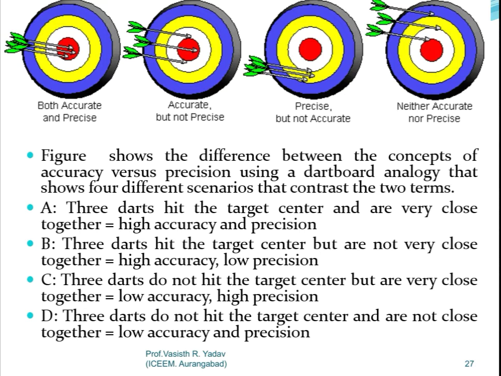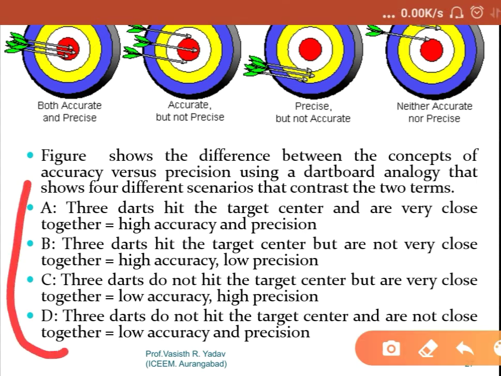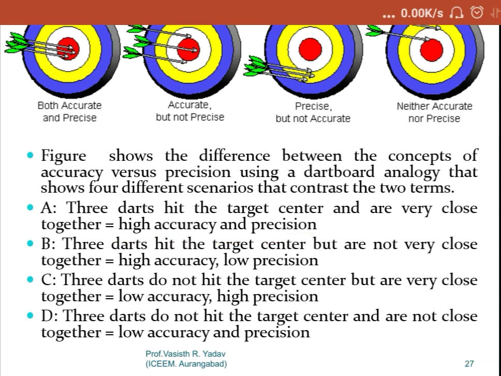In case A, I have given the description also. In case A, the three dots hit the target center and are very close together, so they are very high accuracy and high precise one. In case B, the three dots hit the target center but are not very close together, so that is high accurate one, but actually they have a very low precision.